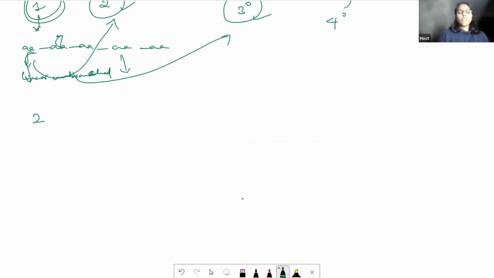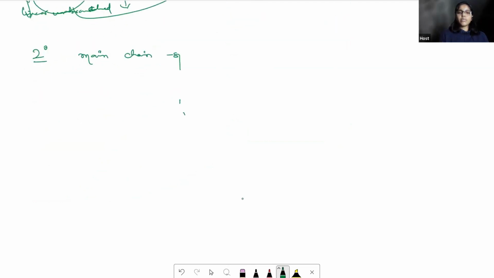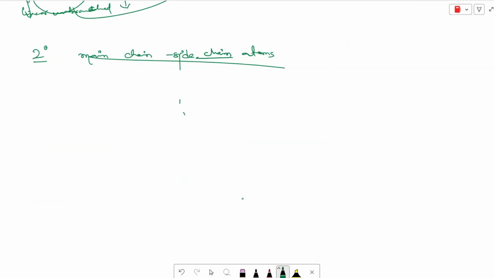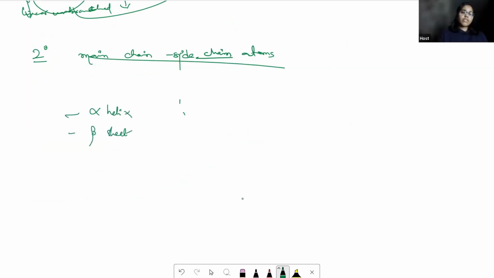Secondary structure involves the main chain atoms only. We are not concerned about the side chain atoms. Does anybody know the types of secondary structure? Alpha helix and beta sheets. One more is possible: turns. Alpha helix and beta sheets are regular and repetitive, whereas turns are an irregular structure.